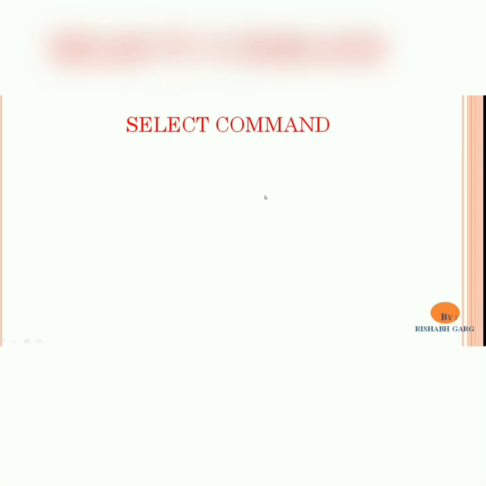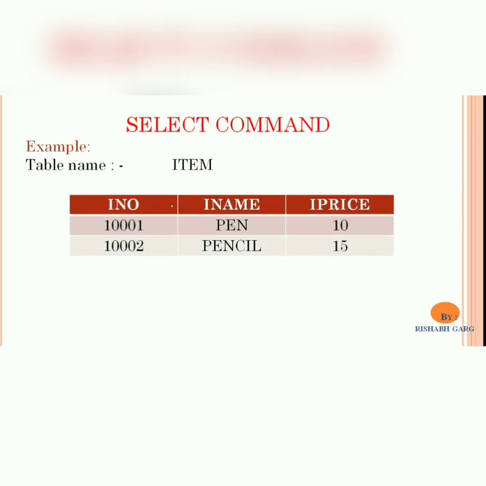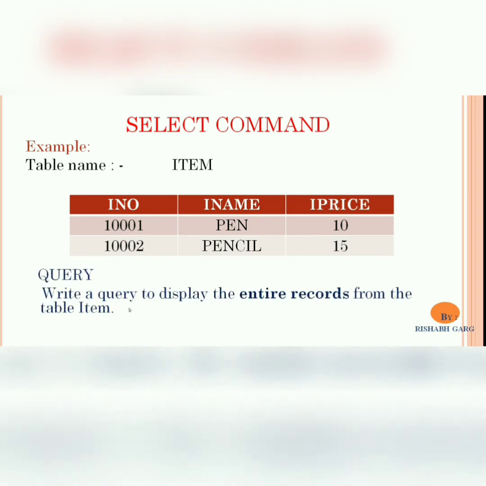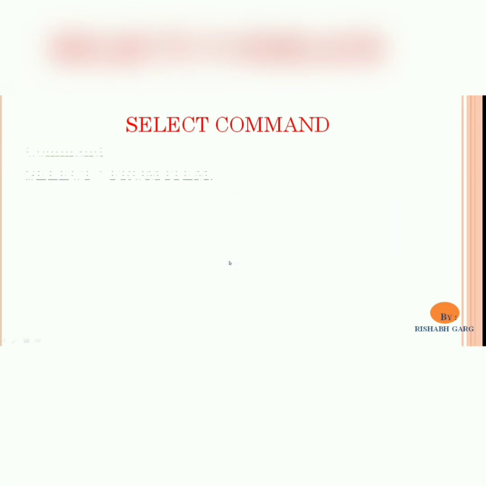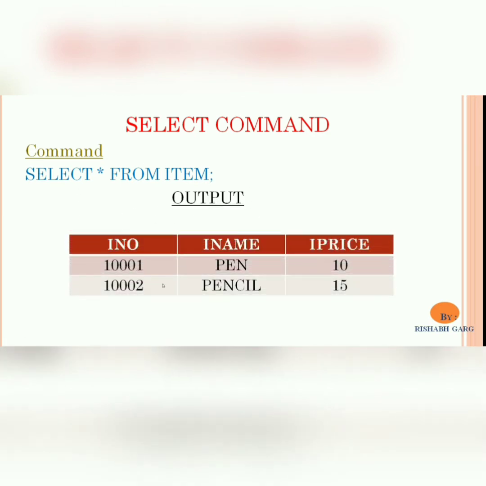Let's take one more example to understand this. Suppose we have a table item with 3 fields and 2 records, and we want to perform a query to display the entire records from the table item. Then we will execute the following command: select star from item, that is our table name, and at last we will use the semicolon for terminating our command. When we execute this command, the following result will be displayed.